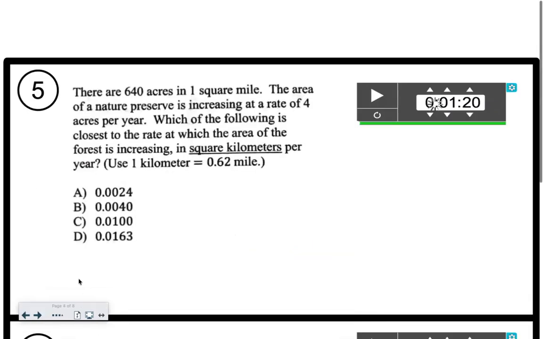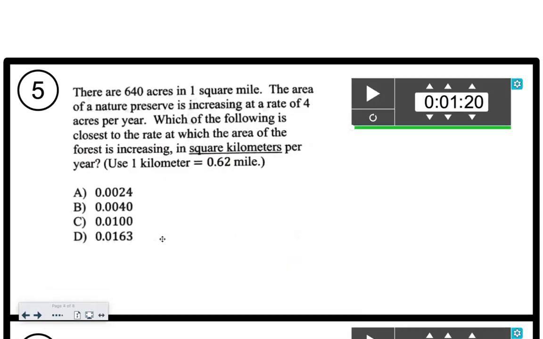All right, now we go to this section of it. I wanted to go over conversion factors and unit conversions, and I like to use dimensional analysis. So there are 640 acres in 1 square mile. The area is increasing at a rate of 4 acres per year.